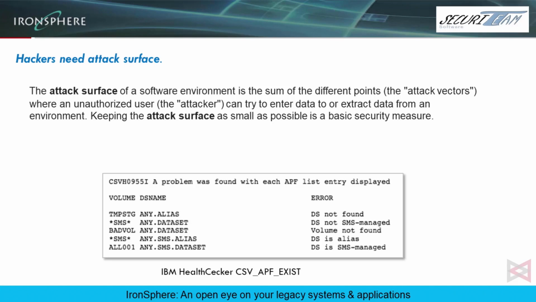Altogether, they create the attack surface. That's what attackers are using. A sample of an attack vector is the APF list, which is listed below on the screen. The APF list, which allows switching from problem mode to supervisor mode, is controlled in a way that can be used by an attacker as an attack vector. Datasets in the list are not on the volume specified, do not exist, or have other misconfiguration issues.